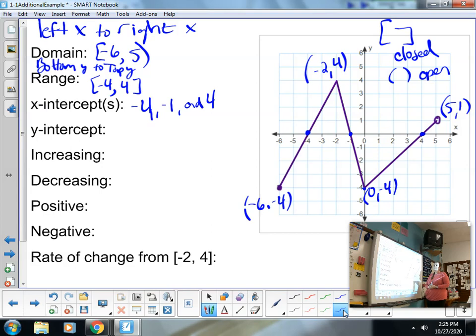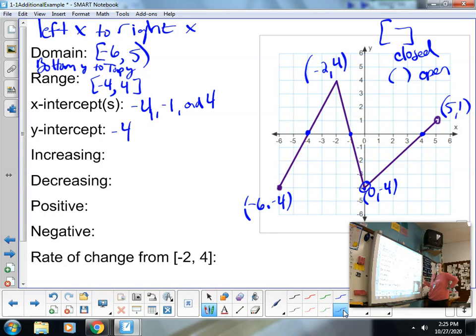X-intercepts, you may have 1, you may have 2, you may have 3, 4. There's no limit on the number of x-intercepts you can have. However, for y-intercepts, you are limited to 1. There can only ever be 1 y-intercept. And in this particular question, the y-intercept occurs down here. And we use the y value, which is -4.